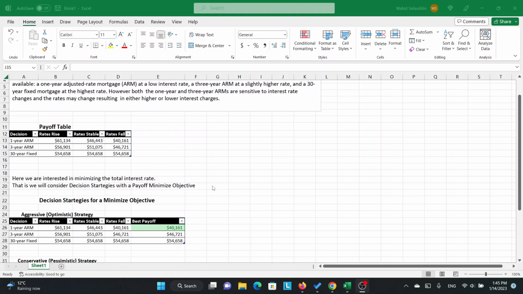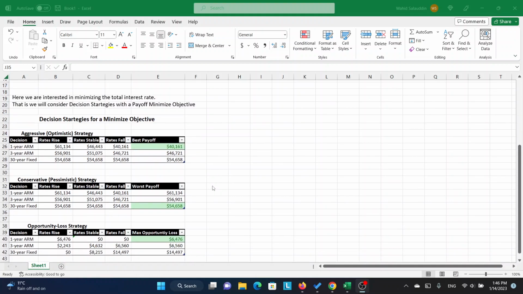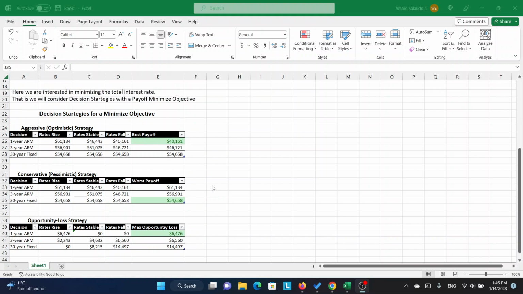Now, because this is an interest cost, in this case we are interested in minimizing the total interest the family is going to pay. So we are going to consider decision strategies with a payoff minimizing objective. We want to minimize our payoff. Now let's look at three different decision strategies with the payoff minimizing objective.